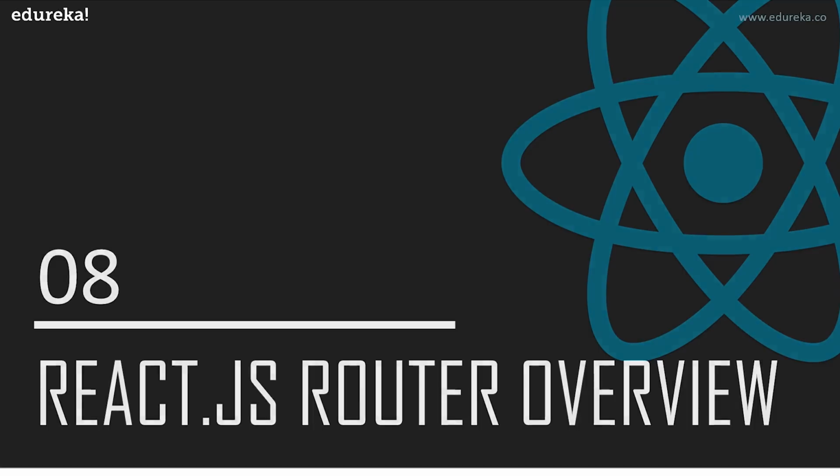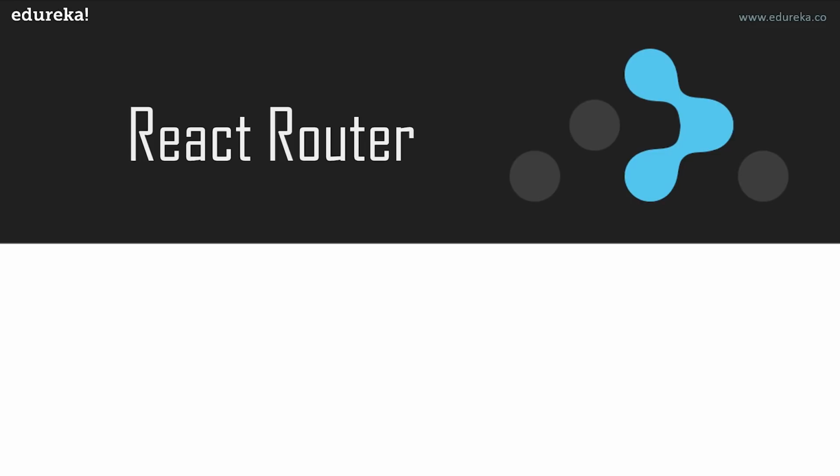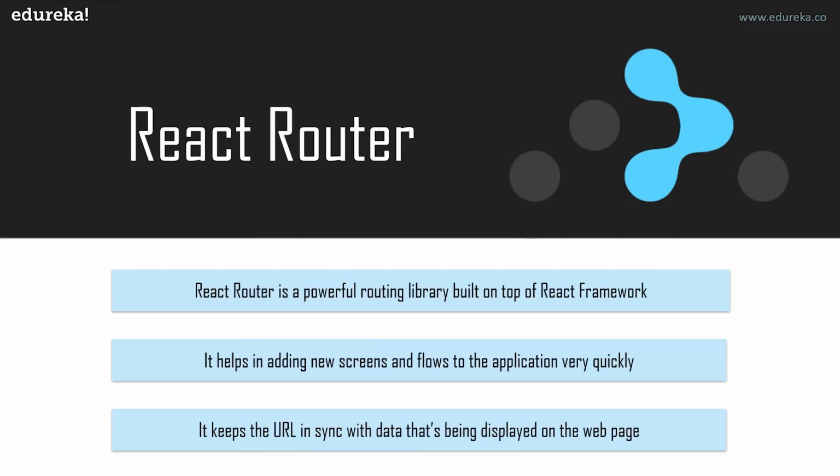Now what is React Router? React Router is again a library, so you first have to install it using npm install react-router. Once it is installed, the library gets added to your node_modules folder. React Router is a powerful routing library built on top of the React framework. It helps in adding new screens and flows to the application very quickly.